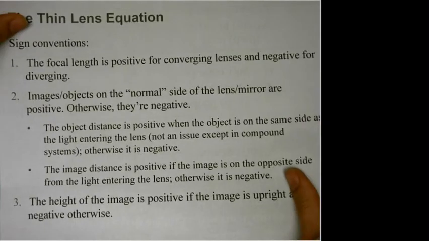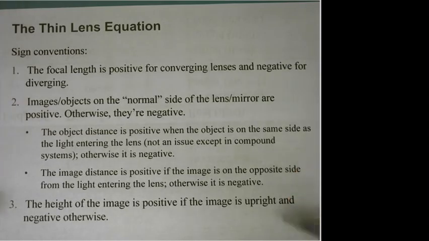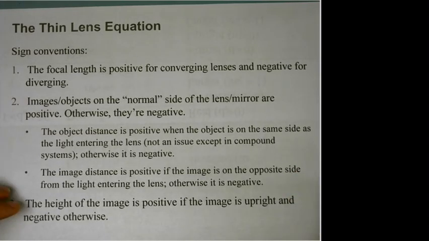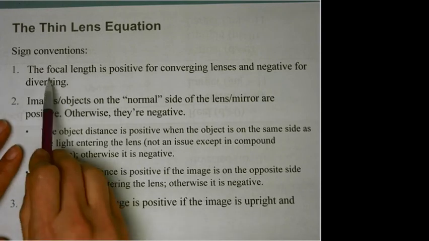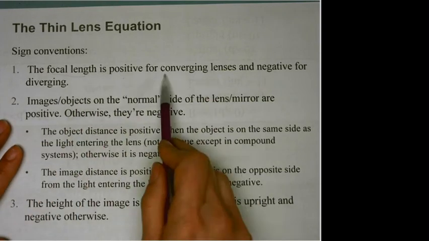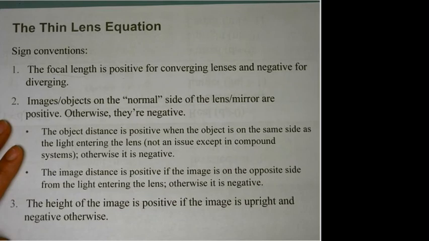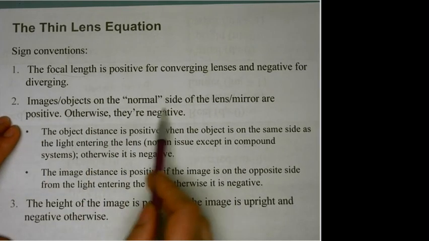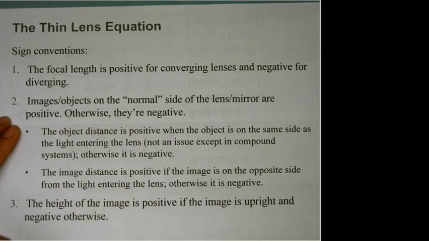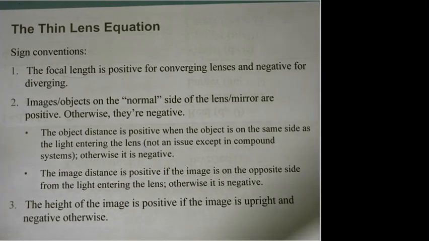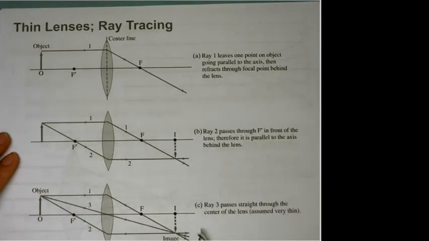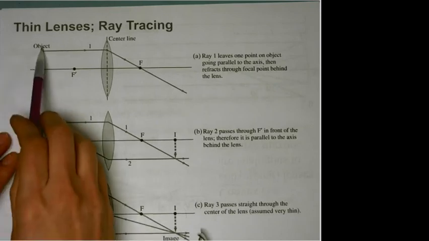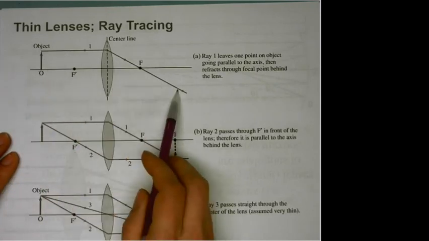So in the PowerPoint, I have these sign conventions written out. So it's a good thing to just review or to have in front of you when you're working on the homework. Right, so the focal length is a positive number for a converging lens and negative for a diverging lens. And images and objects that are on the normal side are positive. Otherwise, they're negative. So here's the normal side, right? The rays travel the way that they would like to.